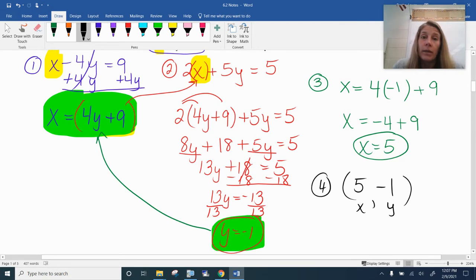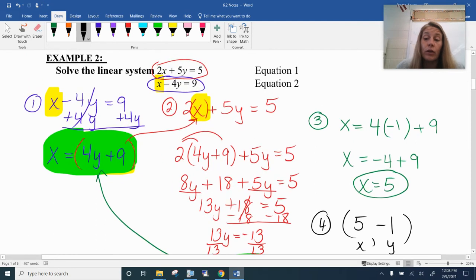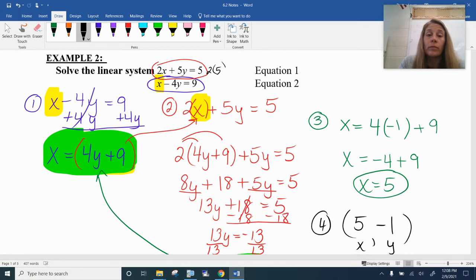And then, of course, it makes sense to always check this answer because if you made a mistake somewhere, then you'll know when it doesn't work out. So if I put in the 5 for the x, plus -1 for my y there, I end up with 10 minus 5, which does equal 5.